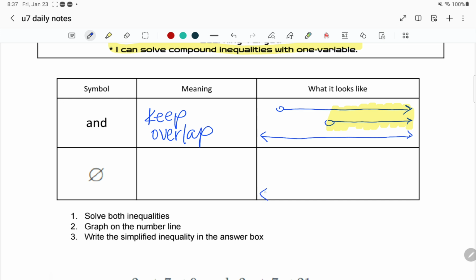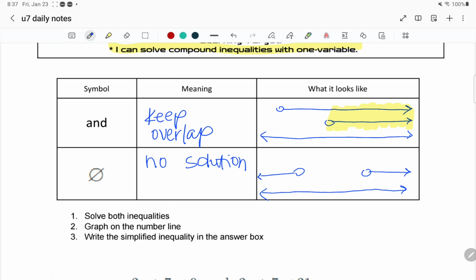Now, just while we're talking about symbols and new things, we should be able to guess what this one means. As far as what it looks like for compound inequalities, if all we're keeping is the overlap, it's only when they're both there at the same time. Well, what if they never overlap? Then we have no solution. And that's just a button on Delta Math that we can have.